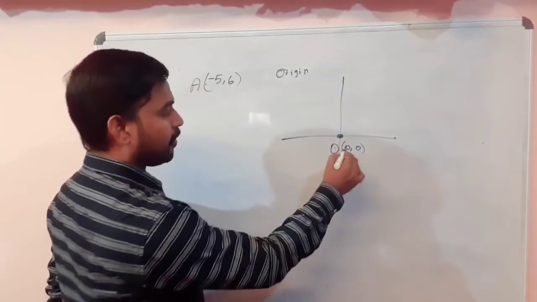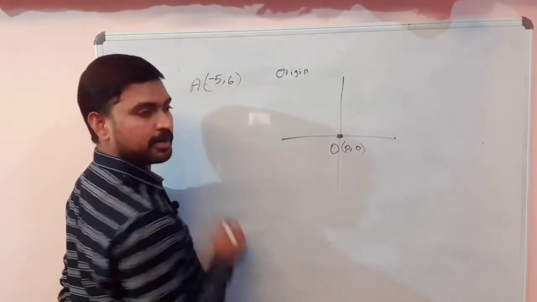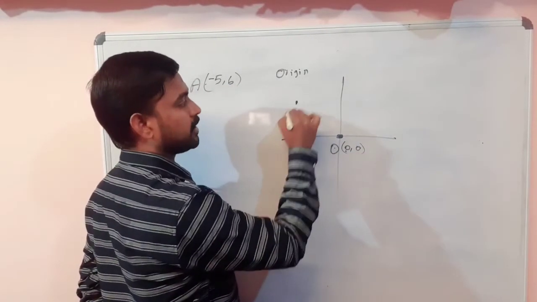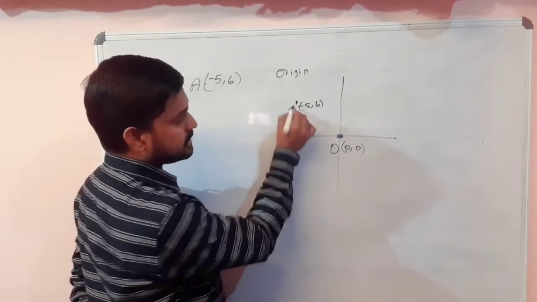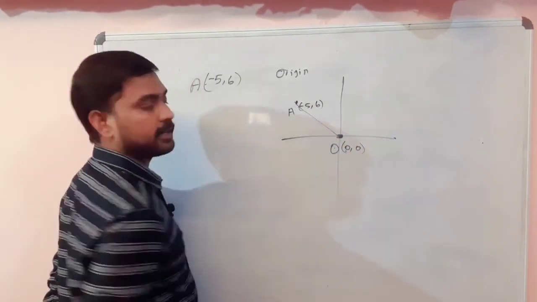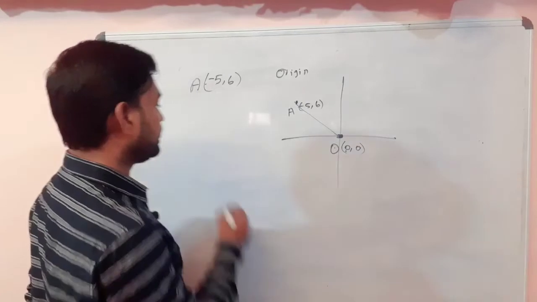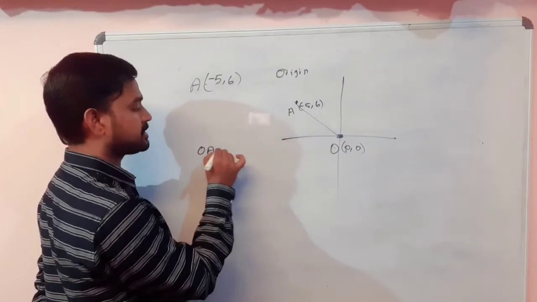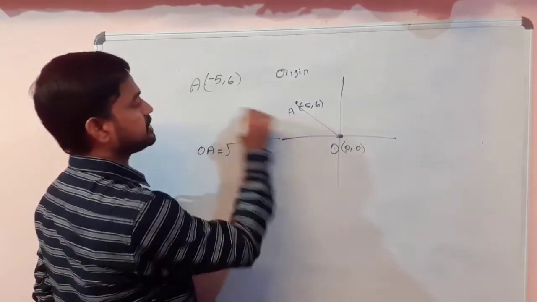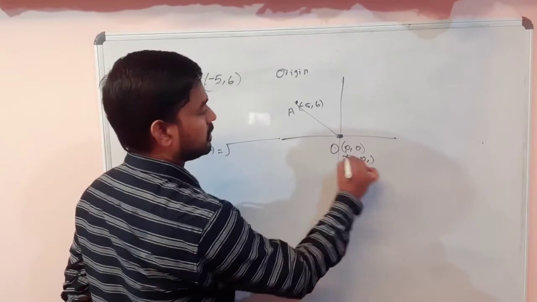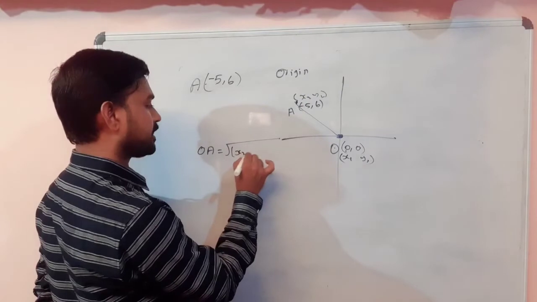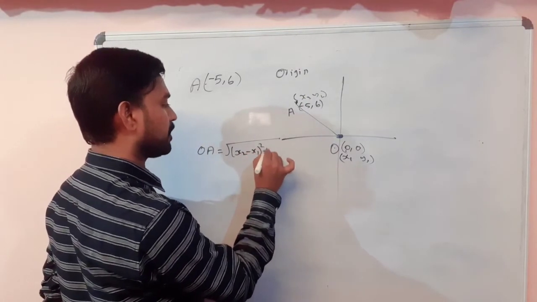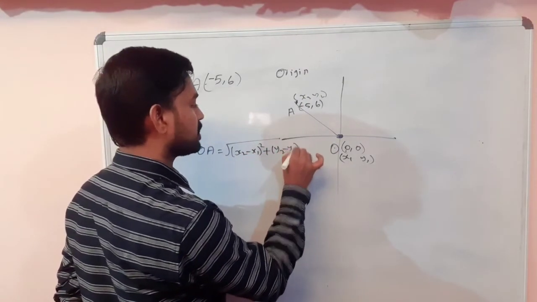So from this point O to the point (minus 5, 6), suppose here it is (minus 5, 6), we can mark it as A. Then the distance between O and A is what we have to find. We studied the distance formula to find the distance between any 2 points. This is x1, y1. This is x2, y2. Then the distance is the square root of (x2 minus x1) squared plus (y2 minus y1) squared.